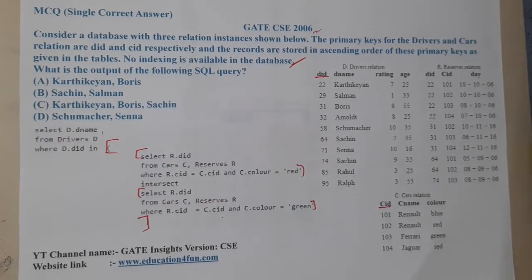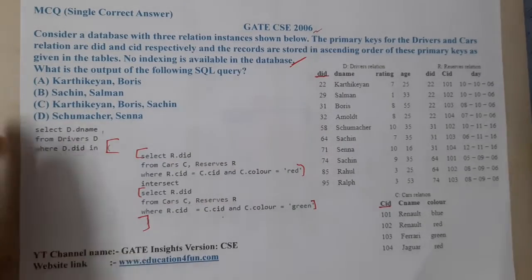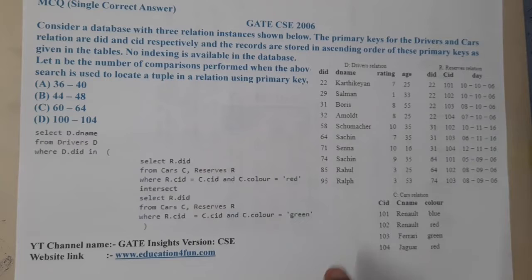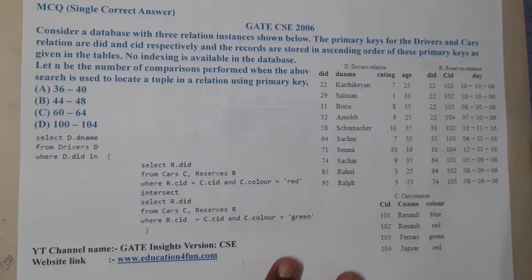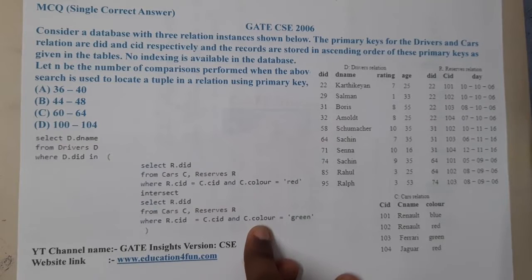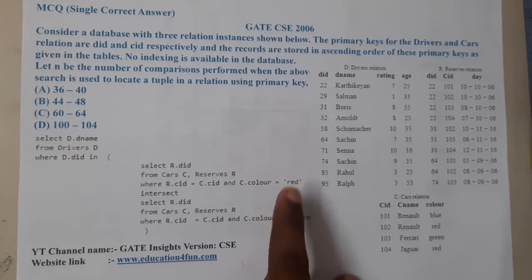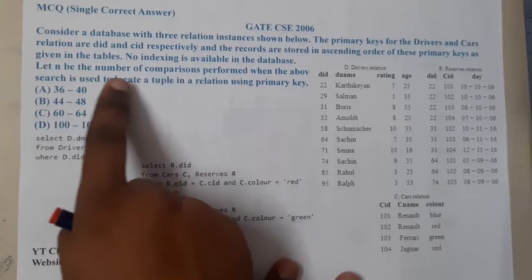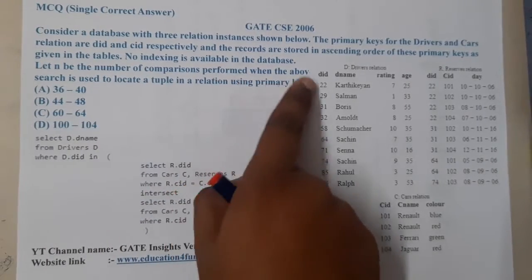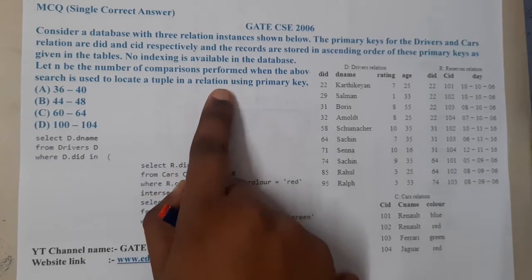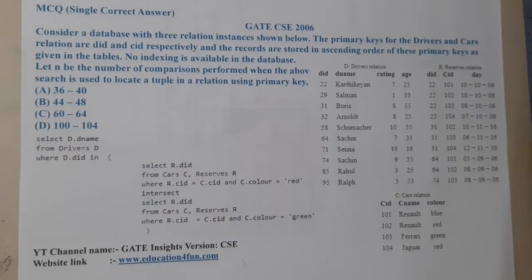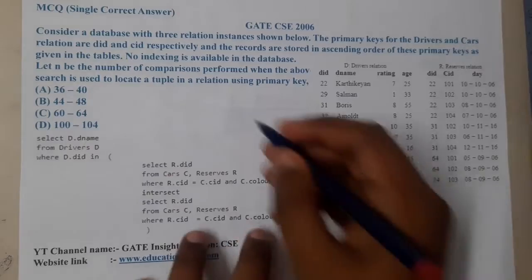This question seems to be really interesting. To be clear, I think this is a continuation question. There is a second part for this question also, so let us read that. It is the same query. Now, let n be the number of comparisons performed when the above search is used to locate the tuple in the relation using primary key. So they are asking how many comparisons are done.